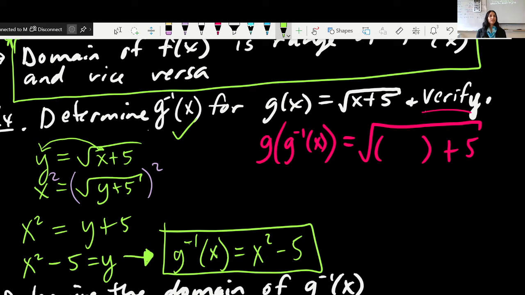So far, so good. Then, if I found that the inverse is equal to this, that's the part that I'm going to take and plug into the brackets that I've left here. So this x squared minus 5.